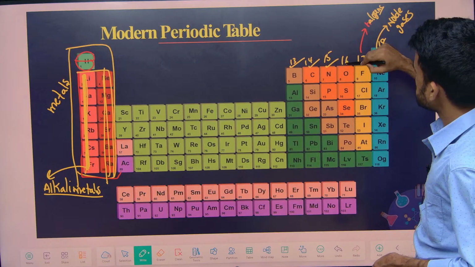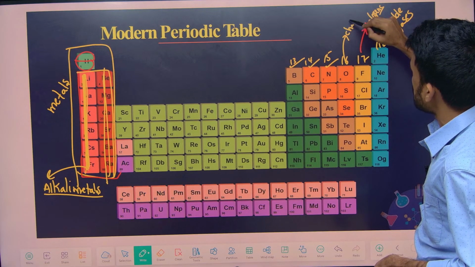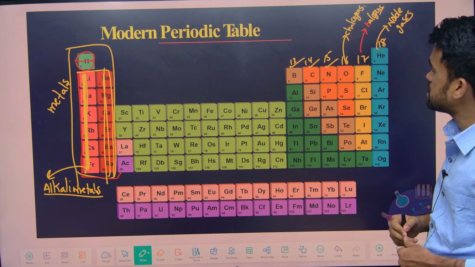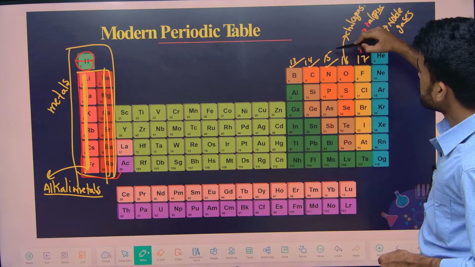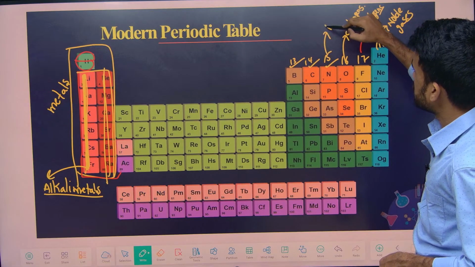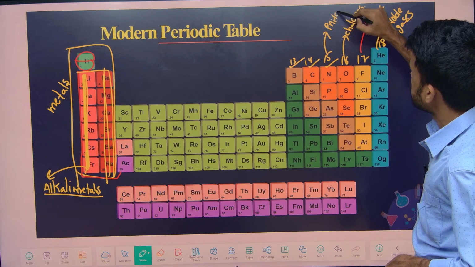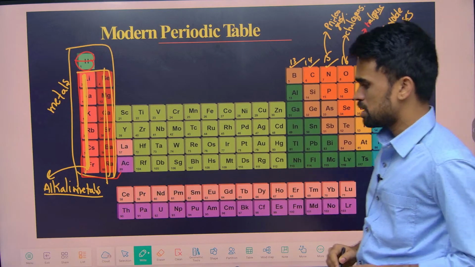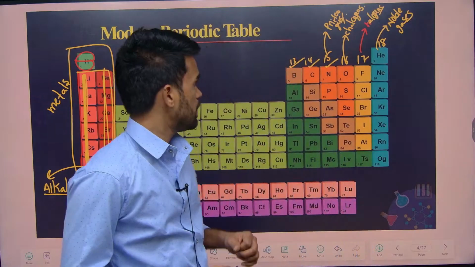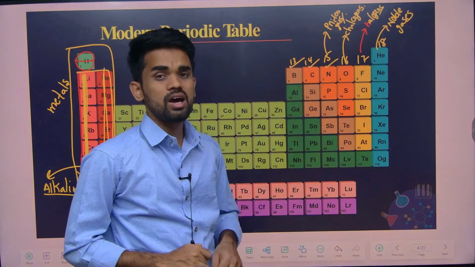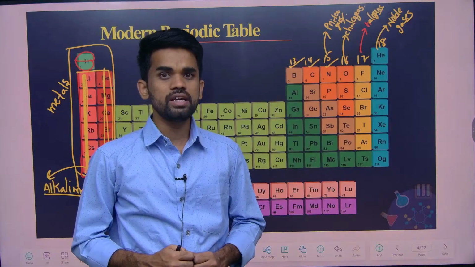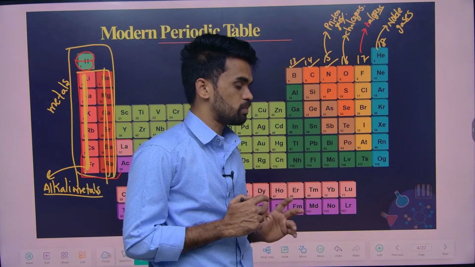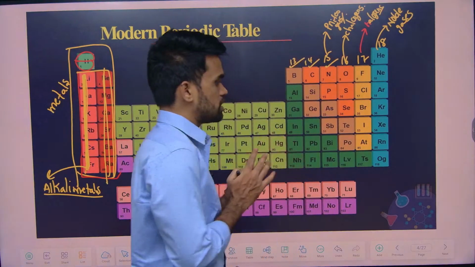When it comes to 16th group elements, these are called chalcogens. And the next one, the 15th group, are the nicogens. Why are we calling them nicogens? Because the hydrides of these 15th group elements are poisonous gases. That's why we call the 15th group elements nicogens. Like this, you can understand the elements.